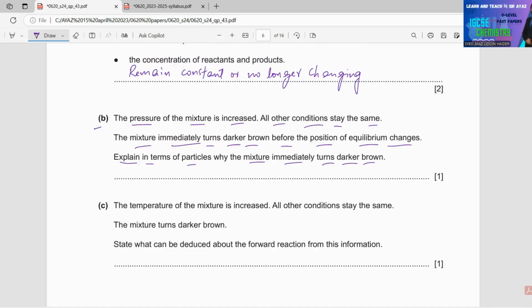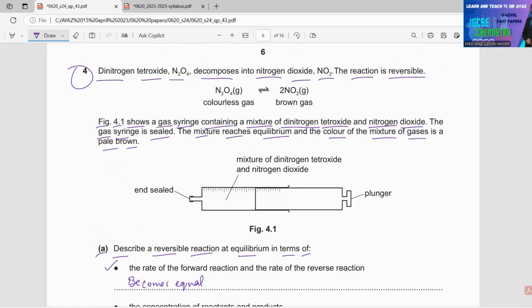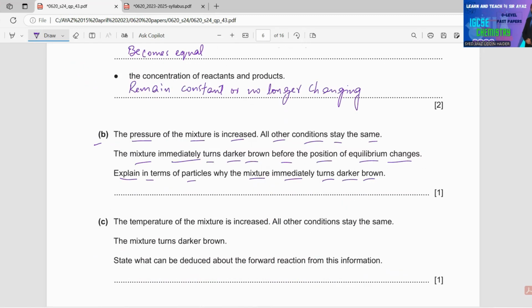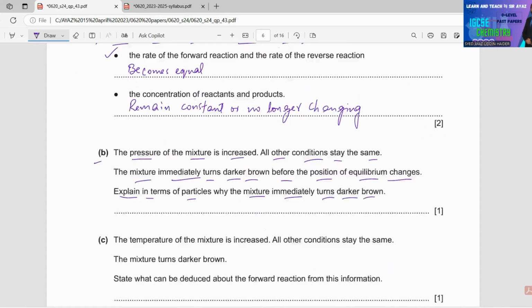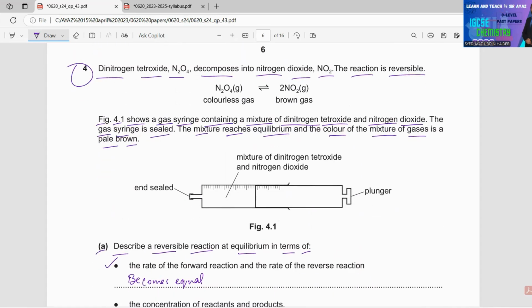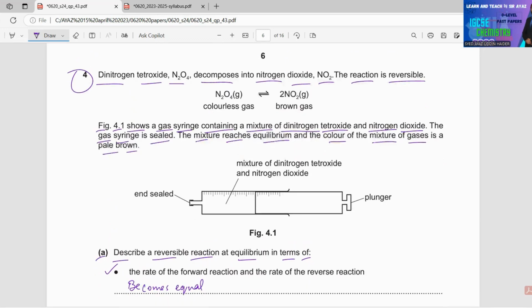Now pressure is increased. If you increase the pressure, what will happen? Increasing pressure will shift the equilibrium to the left hand side. Fine. So it means that it will turn to less brown or paler brown.